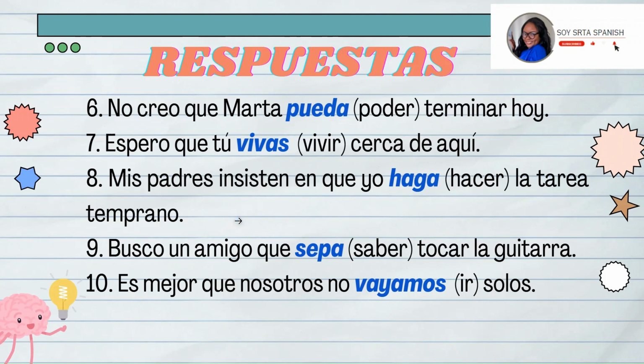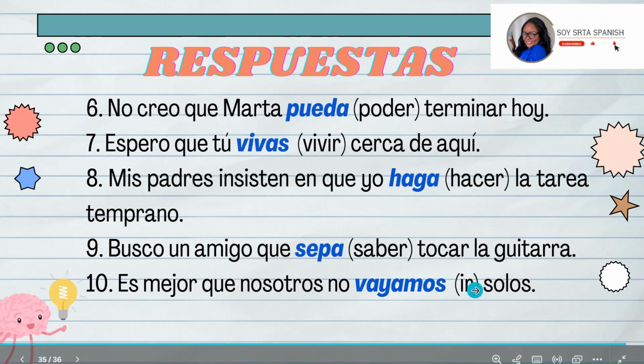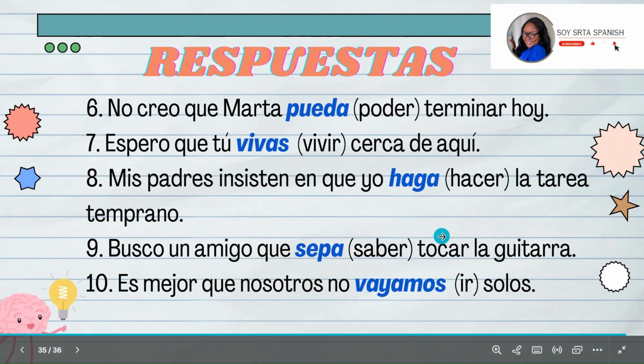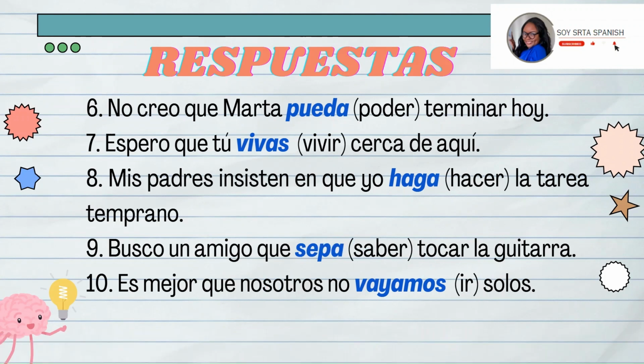And finally, number 10, it is better that we don't go alone. Ir is another irregular verb. So vayamos is the conjugation for nosotros. I really hope that we did well with these sets of questions.